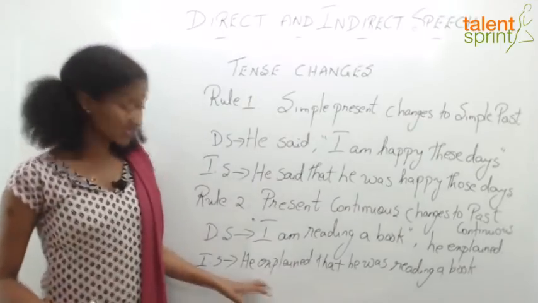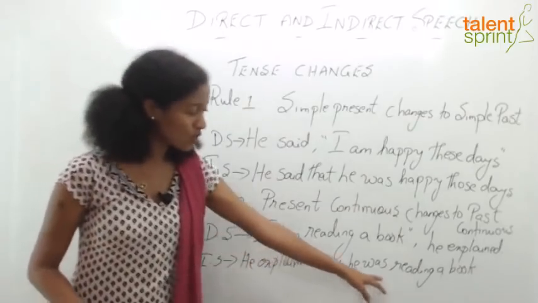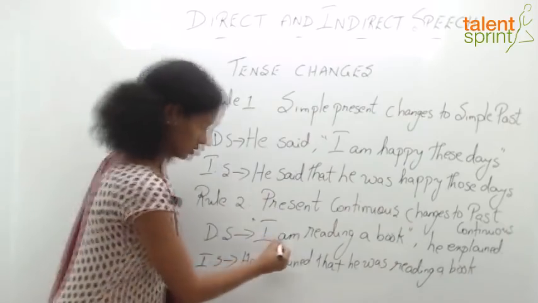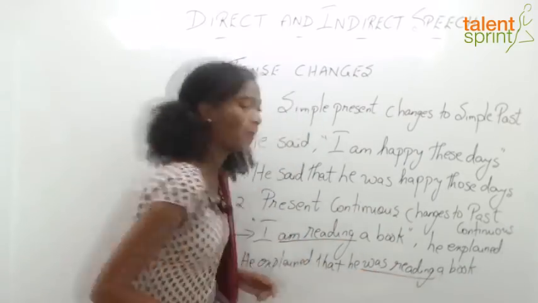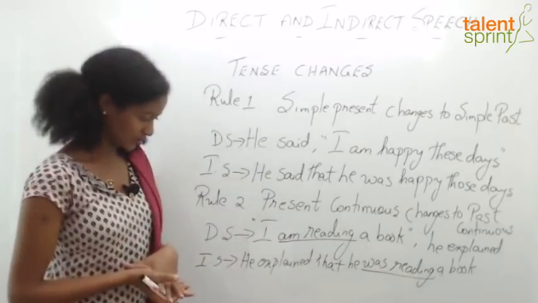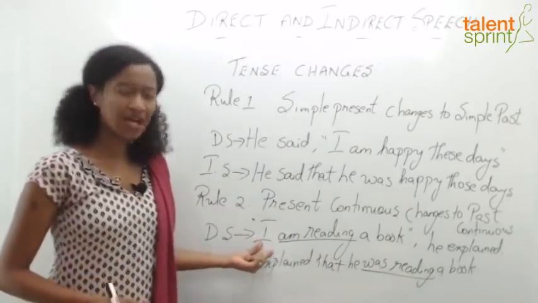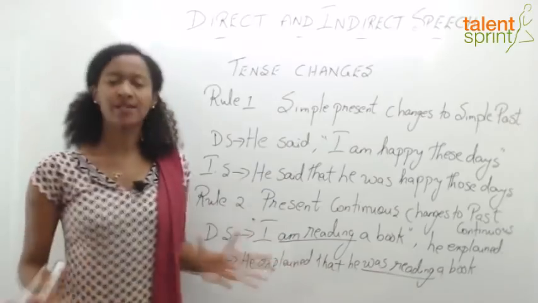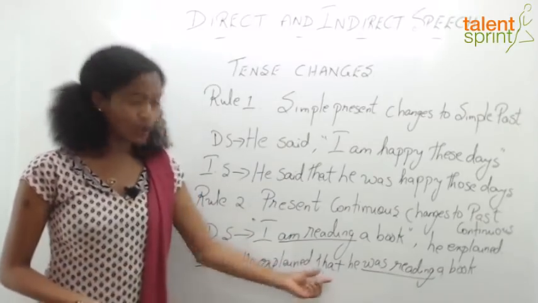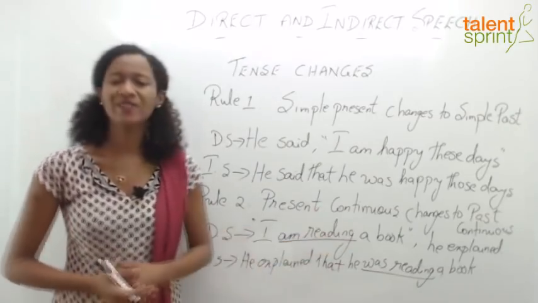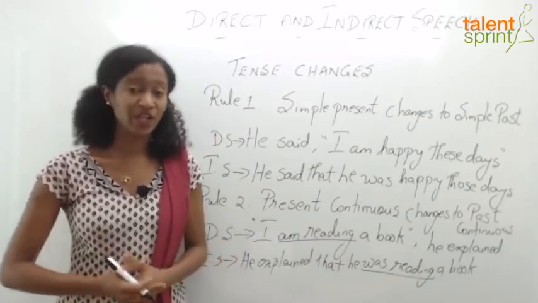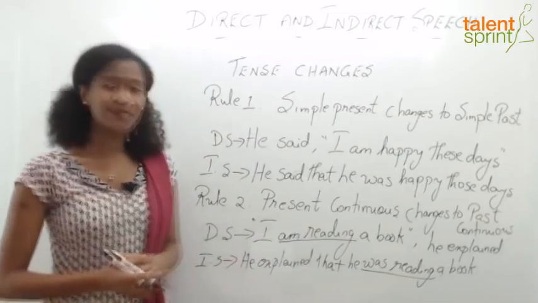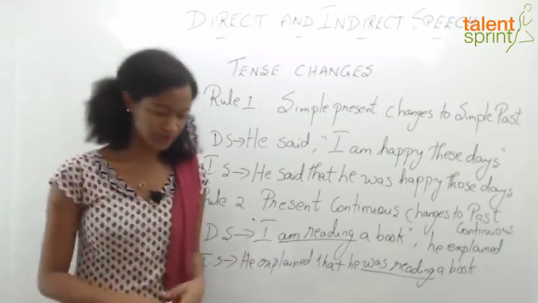So the indirect speech is, he explained that he was reading a book. So the present continuous "am reading" changes to past continuous "was reading", right? And the pronoun I changes to he. Everything else remains the same. You've included the conjunction that. There is no expression in the sentence that is depicting nearness in time, so there is no change that we need to make on that front. So let's move on to the next rules.